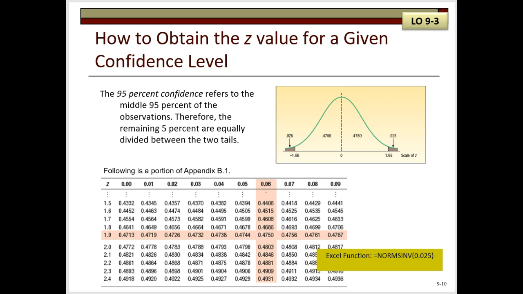So we are going to use Appendix B1, the table on that page, to find the z-value. We divide 95% by 2 to give us 47.5%, or 0.475. Looking at 0.475 in the table yields a z-score of 1.96. Another way of obtaining the z-score is by using the Excel function, which is listed here on this slide.